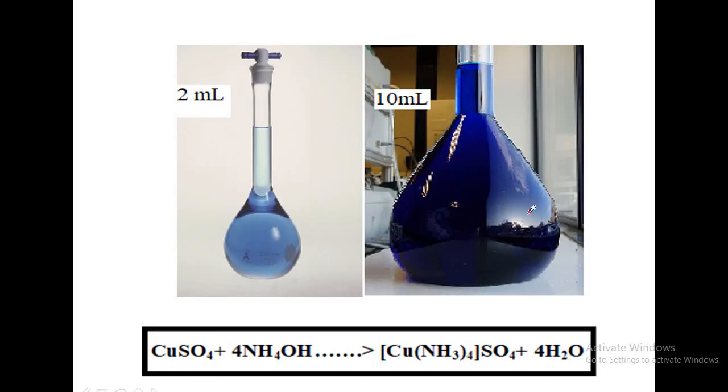So it is 10 ml copper sulphate solution. Here the intensity of the cuprammonium sulphate formed is very high. So in between the solutions I have not shown, that you can make out 2, 4, 6, 8, 10. The intensities of the blue color for other solutions will be in between these two.